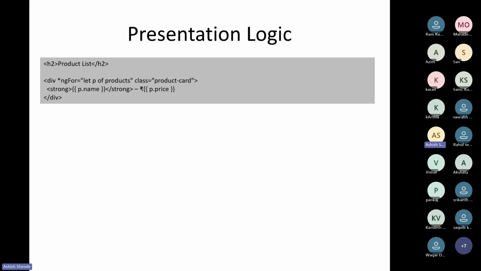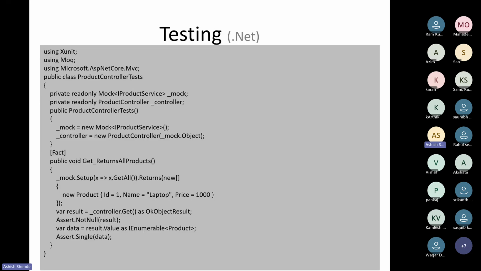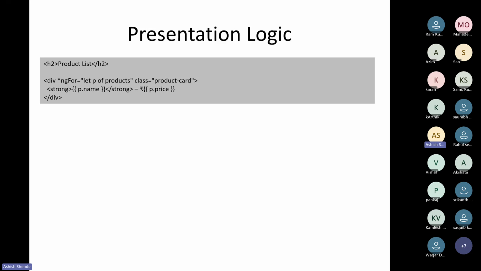It will iterate based on the data present in products, and the number of divs created will match the number of items present in the product array. It will show p.name and p.price. The product name and the price will be shown using this div. So this is one of the most crucial parts. We are going through the presentation logic.